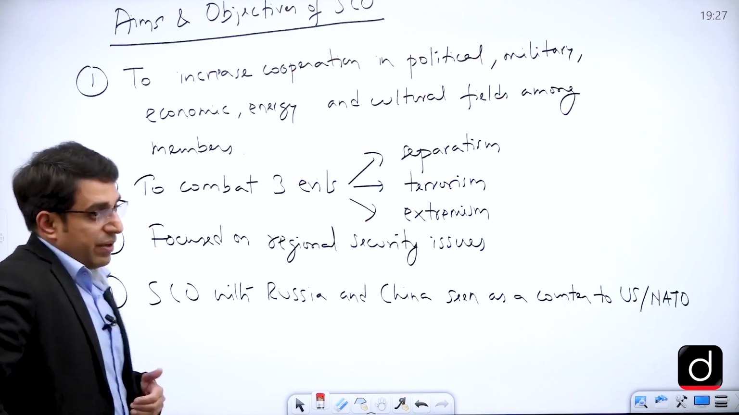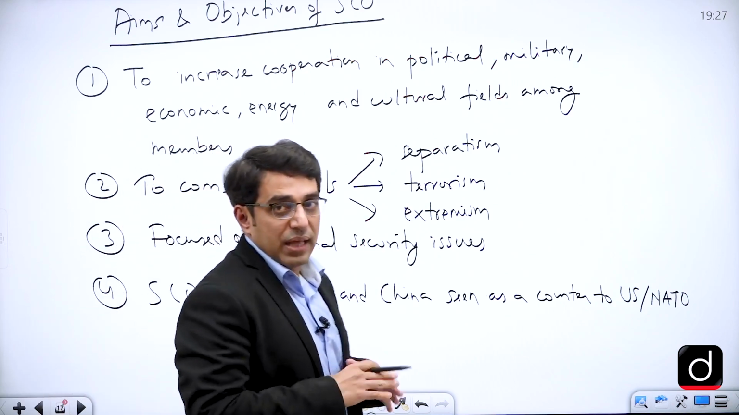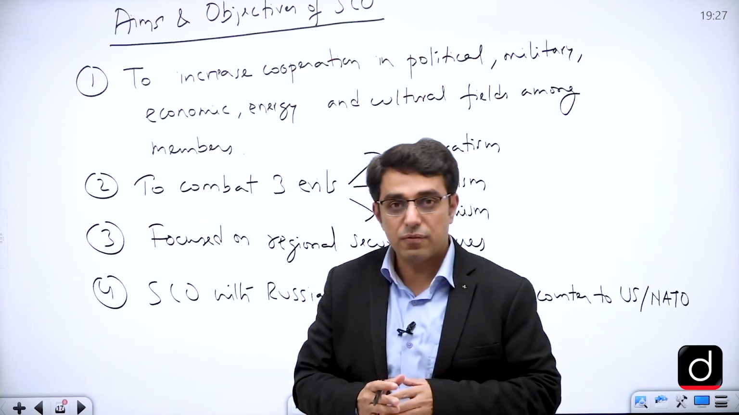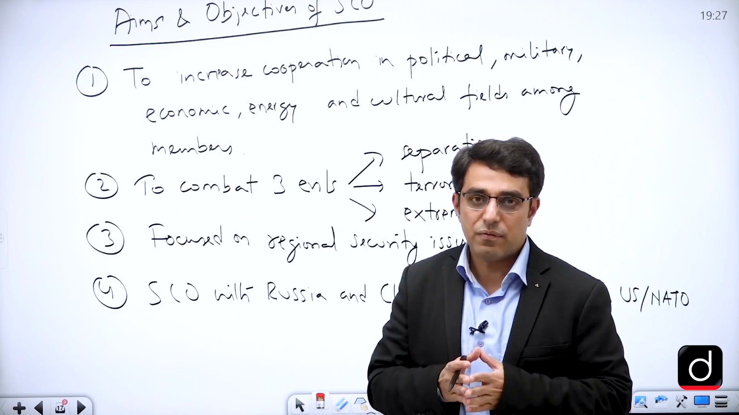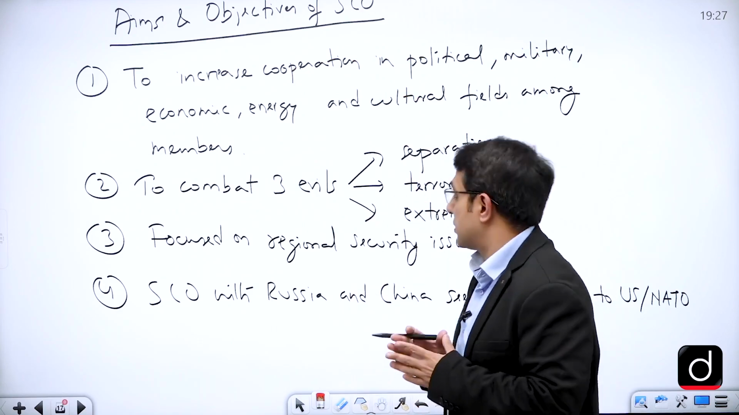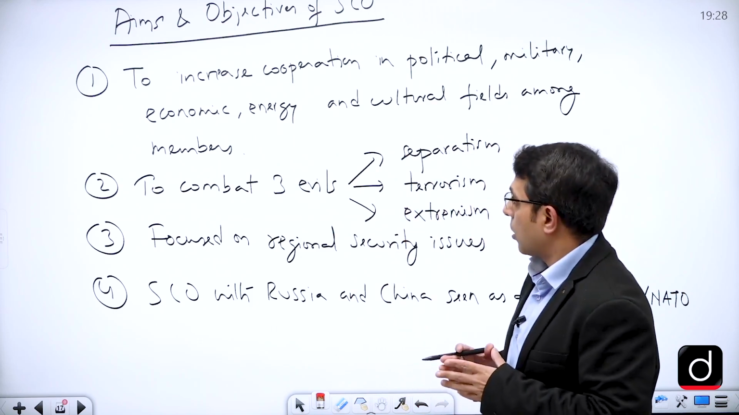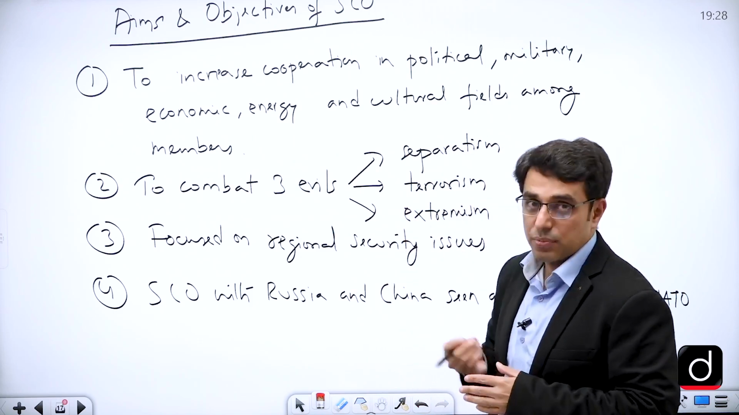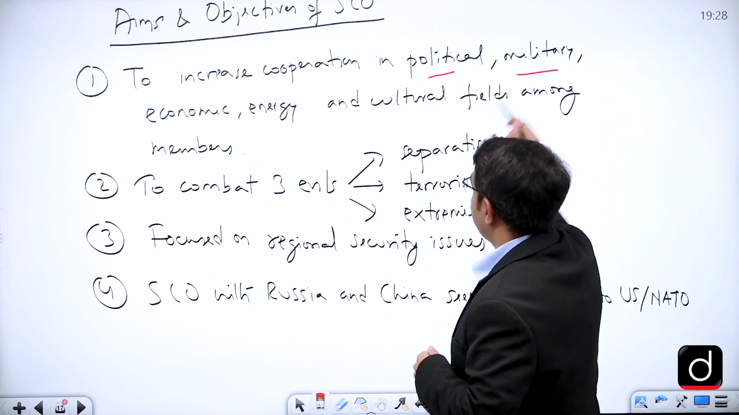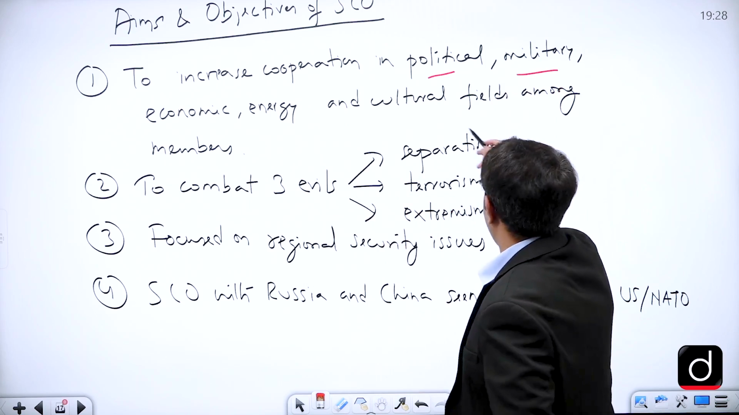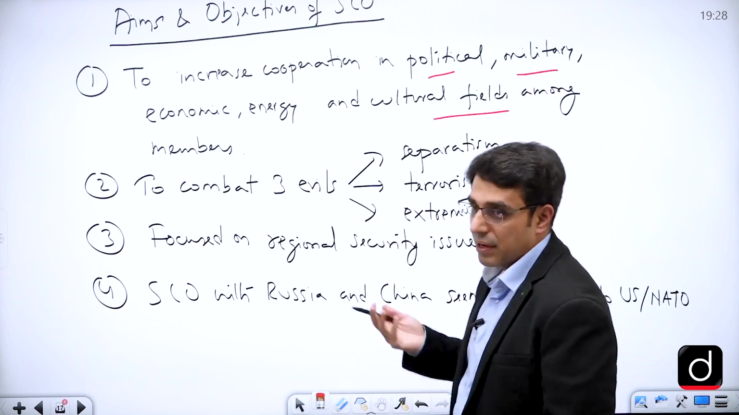So, after giving a very brief intro of SCO, we move to the next part of the question, which is basically the first part, which is asking us about the aims and objectives of SCO. So, there we can talk about the first objective, which is to increase cooperation in political, military, economic, energy and cultural fields among the member countries.